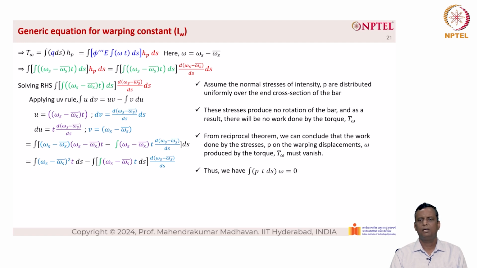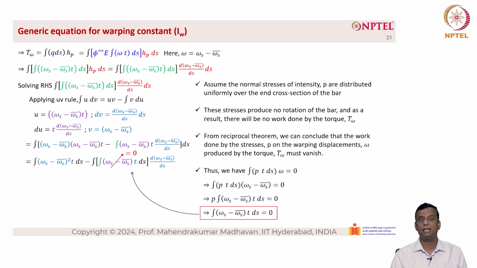Thus, we have integral of P into t into ds into omega equal to 0. So P into t into ds into (omega s minus omega s bar) equal to 0. When we take this P outside, P into (omega s minus omega s bar) into t into ds is equal to 0. Here P cannot be 0. So integral of (omega s minus omega s bar) into t into ds is equal to 0. Now let's substitute that in this equation. Therefore, the second term on the right hand side becomes 0.